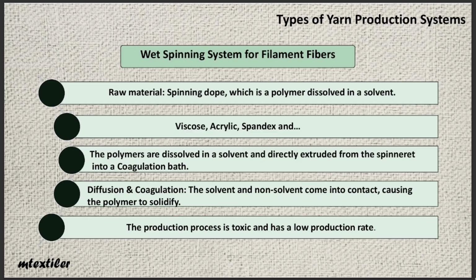Wet spinning system for filament fibers. Raw material: spinning dope, which is a polymer dissolved in a solvent. Yarns producible with this system: viscose, acrylic, spandex. The polymers are dissolved in a solvent and directly extruded from the spinneret into a coagulation bath. Diffusion and coagulation: the solvent and non-solvent come into contact, causing the polymer to solidify. The production process is toxic and has a low production rate.